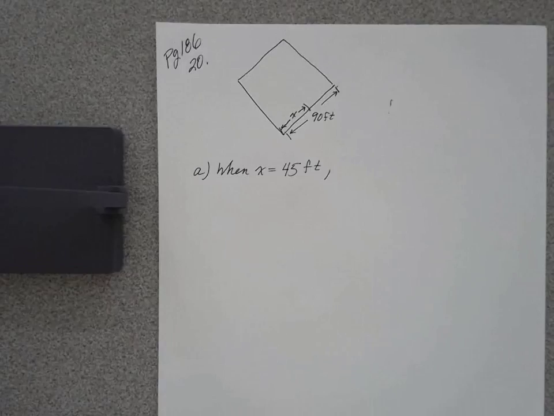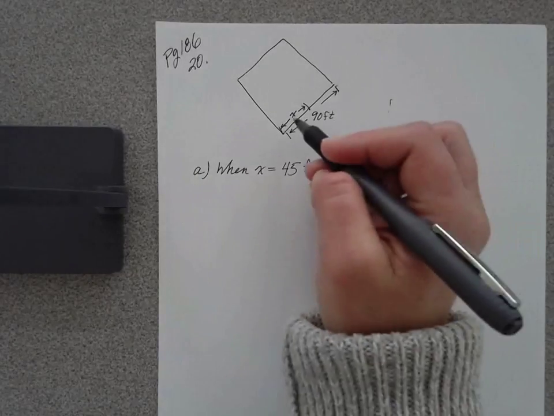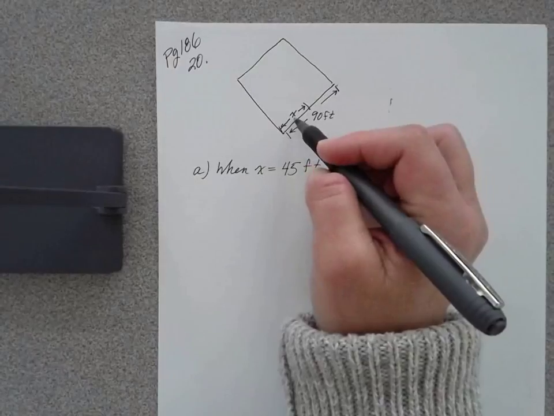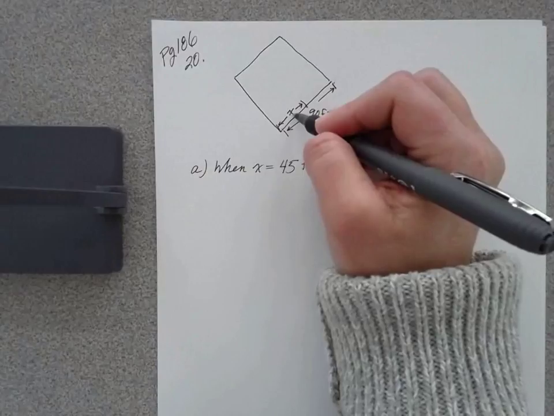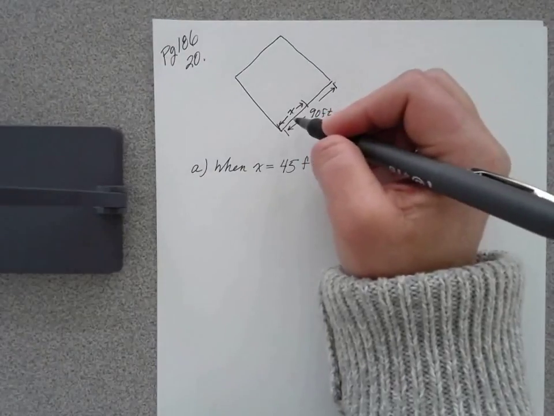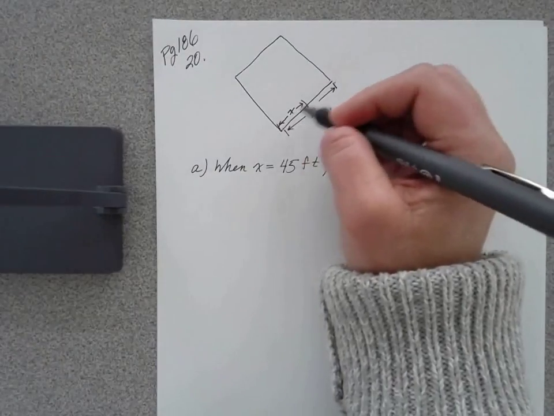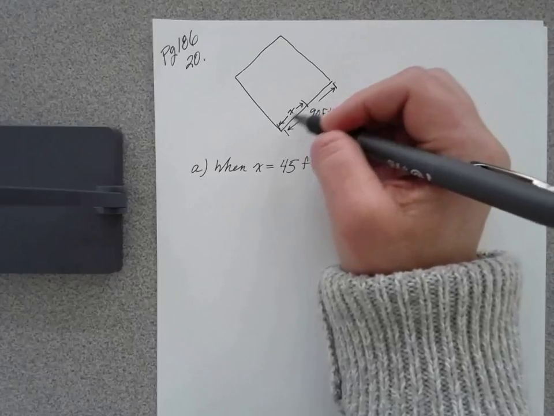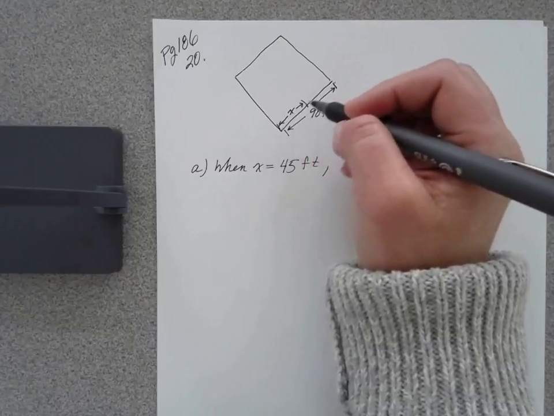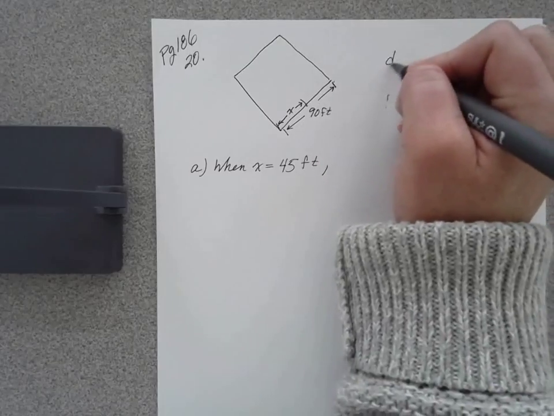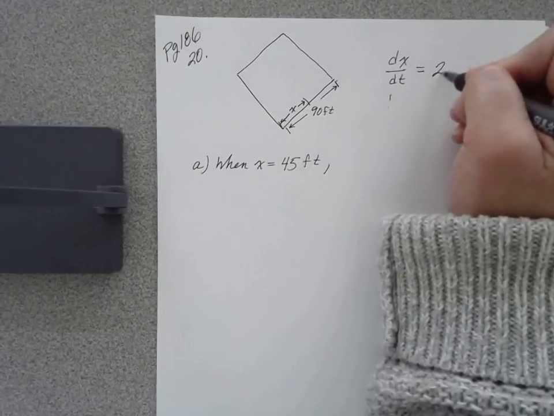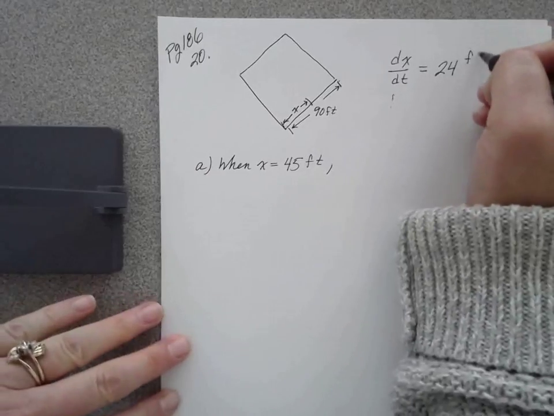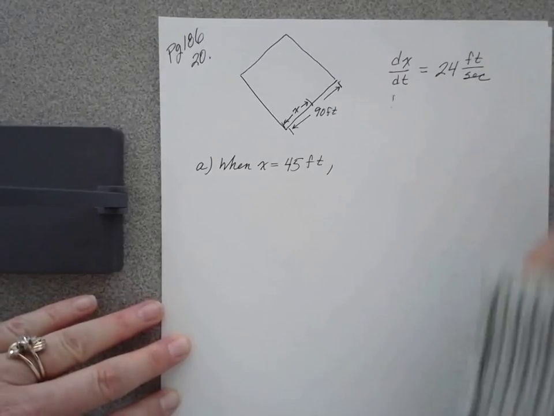So the batter hits the ball and runs toward first base with a speed of 24 feet per second. So what does that speed refer to? How fast this distance is changing, how fast he's moving, is the derivative of that distance with respect to time. So dx/dt is equal to 24 feet per second.